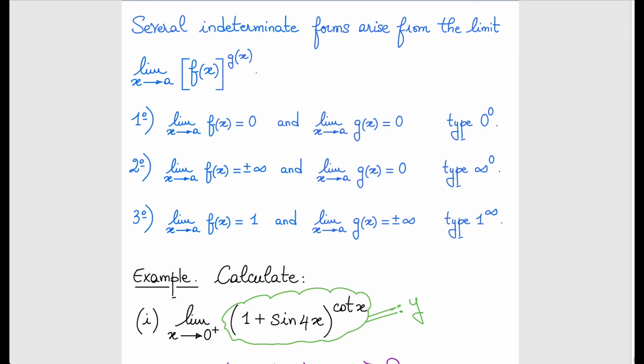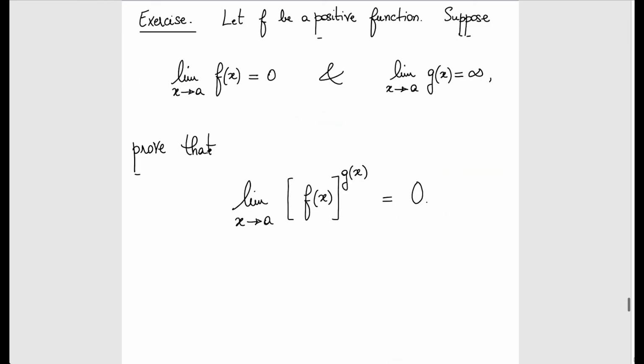As a matter of fact, I'm going to leave you with this exercise, and you're going to prove to yourself that 0 to power infinity actually is 0. Okay, it's not an indeterminate form. Let's read the exercise. Let f be a positive function. Suppose that f of x goes to 0 as x goes to a, and g of x goes to infinity as x goes to a. So you have this form 0 to power infinity.